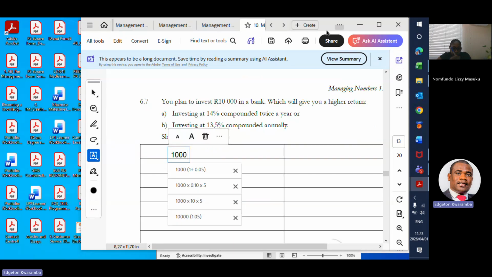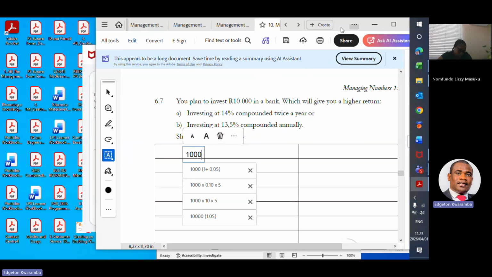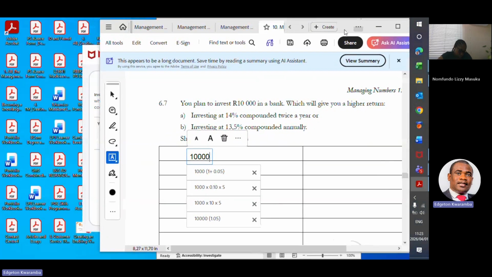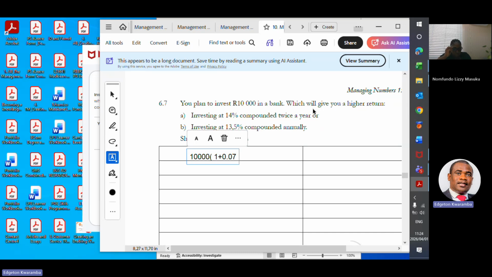It's 10,000, which is the principal, and then 1 plus 0.07. This time it's 0.07 because these people are limited in the interest they can charge per year. They'll say it's 14% per year, but we're going to compound it twice: 7% the first 6 months and then 7% the second 6 months. And it makes a difference. Actually, they'll get more money from you than if they're compounding it per year.